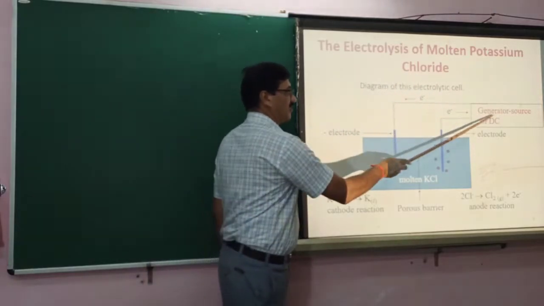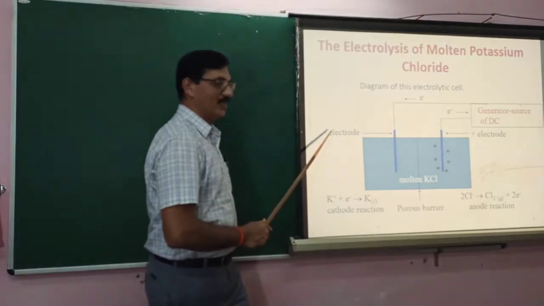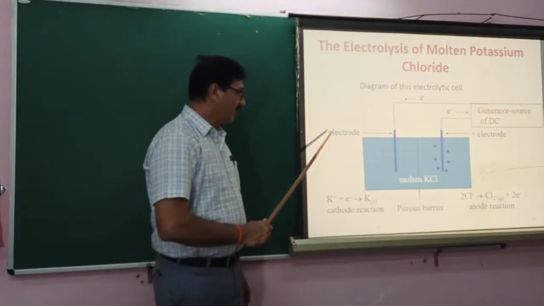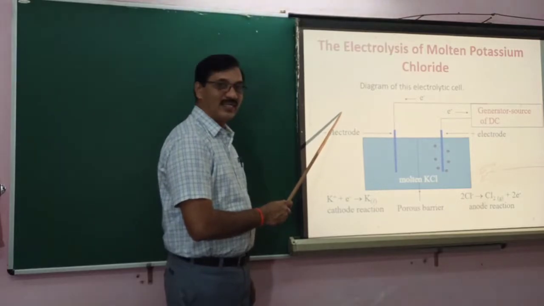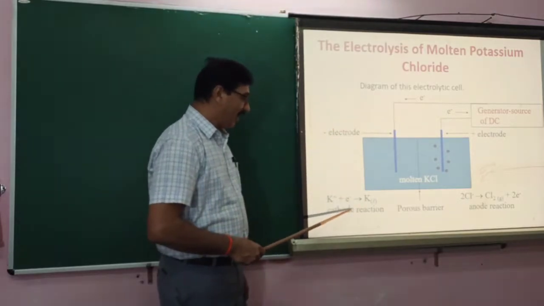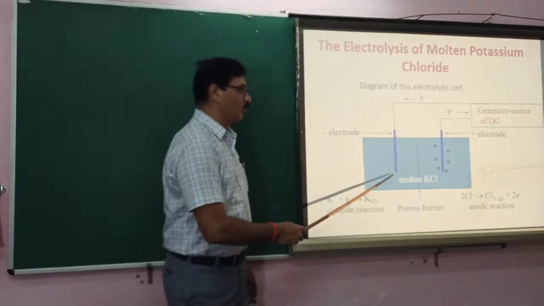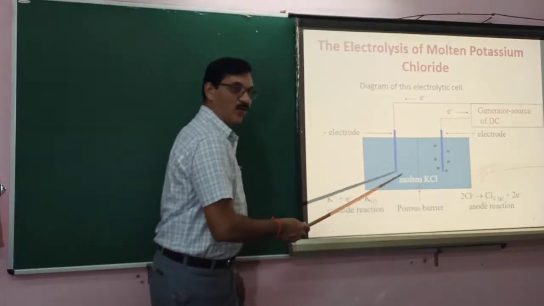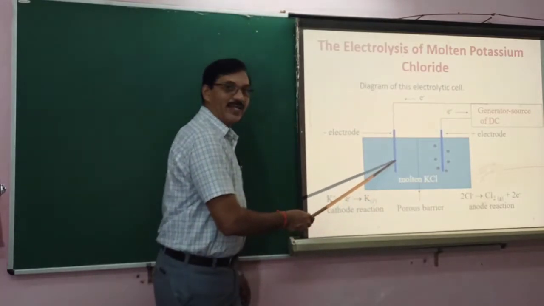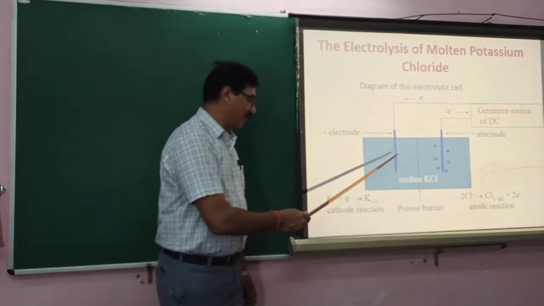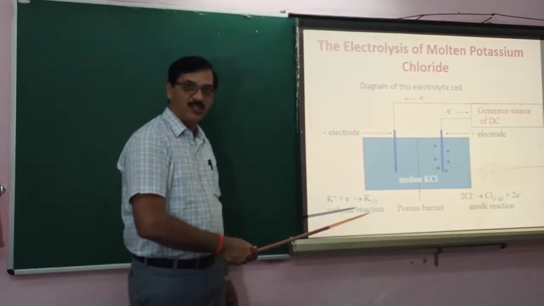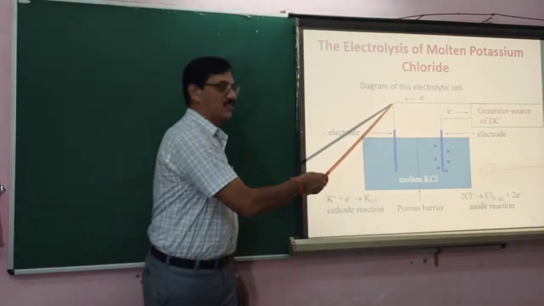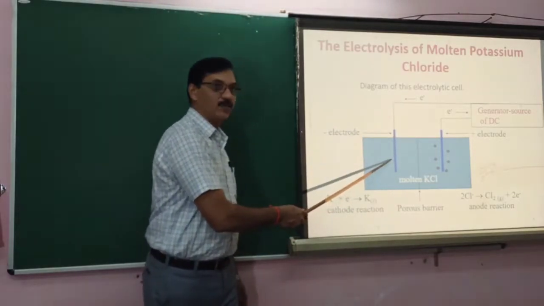The negative part of this generator is being added, therefore it is the negative electrode. This negative electrode is called the cathode. Here it is called the cathode. At the cathode, cations will move. So in this solution, cations will move towards the cathode, and they get reduced. They get electrons from the external circuit and they get reduced.